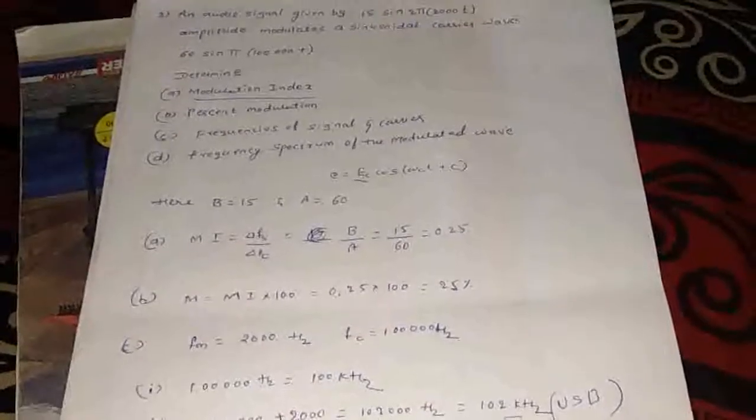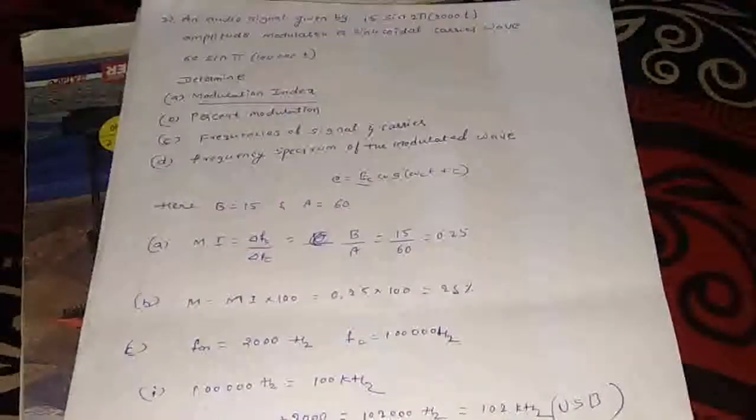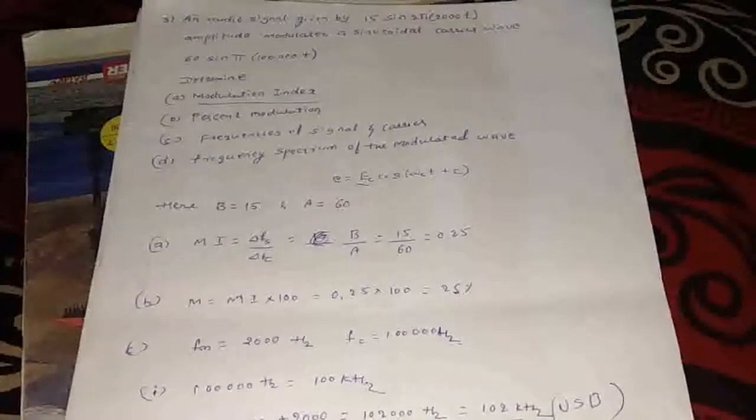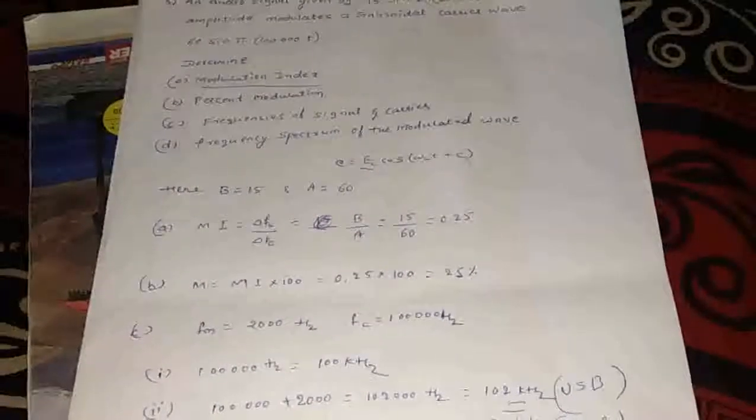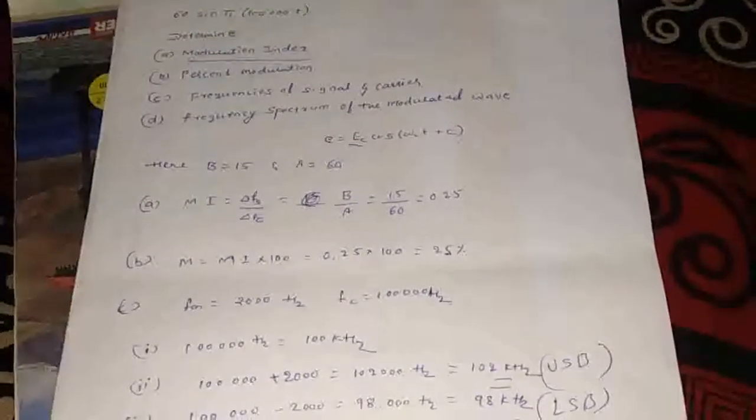So we take the modulating signal, capital B is equal to 15, and the amplitude modulated carrier wave of amplitude A is equal to 60. The modulation index is b divided by a, then we get the modulation index, and the modulation factor as a percentage is the modulation index into 100. So we get 25 percent.